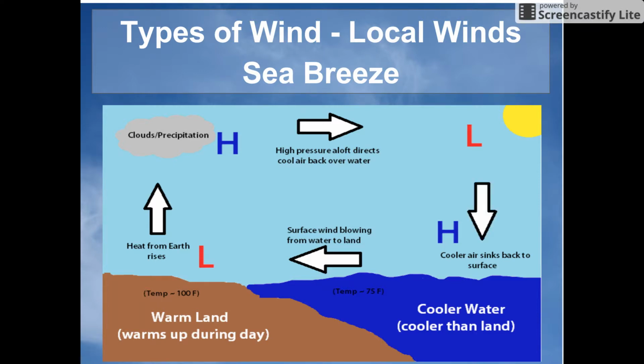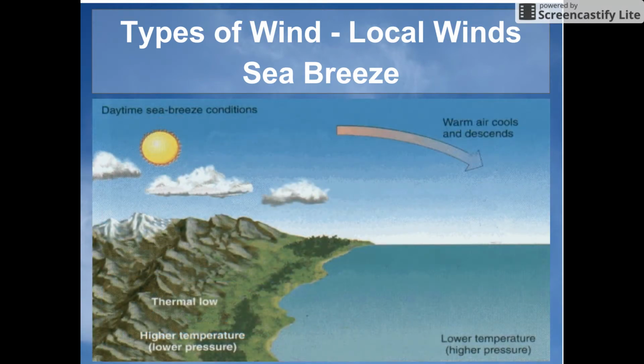The surface sea breeze begins around mid-morning, strengthens during the day because of the warming sun, and ends around sunset. Here's another look at a sea breeze.